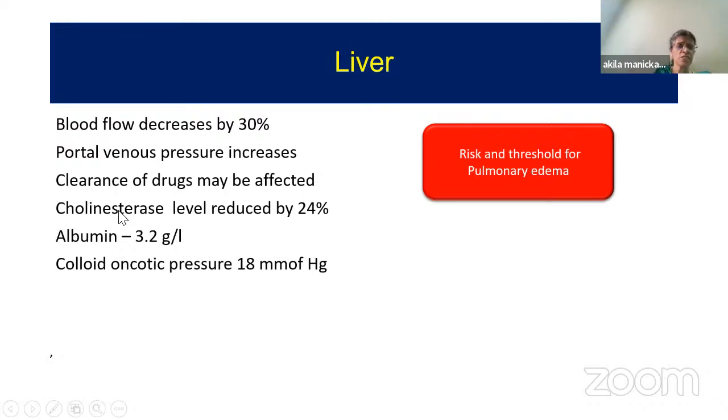So albumin levels decrease by around 25 to 30%, to around 3.2 grams per deciliter. Because of this, the colloid oncotic pressure decreases to 18 millimeters of mercury. So these patients are more prone to pulmonary edema.